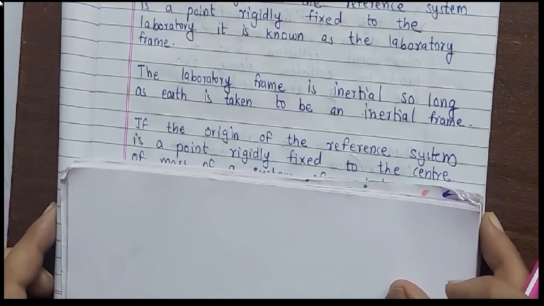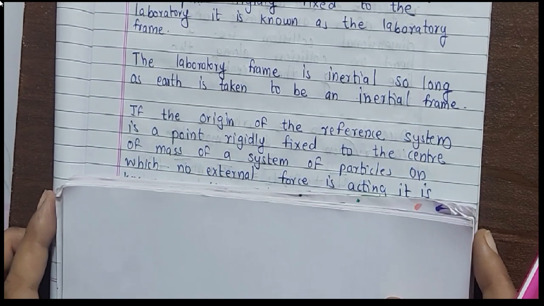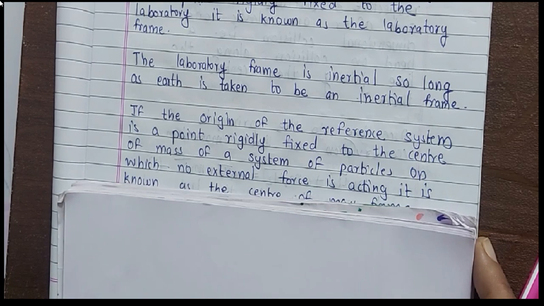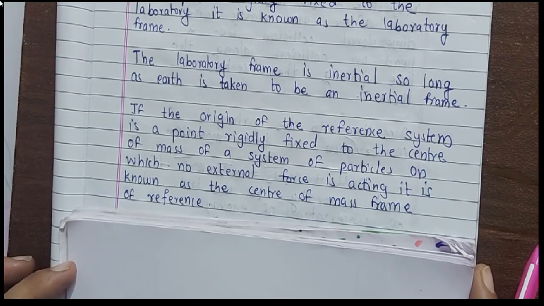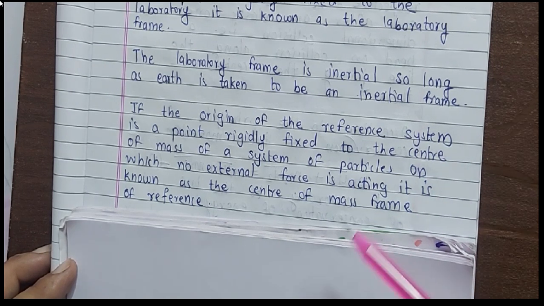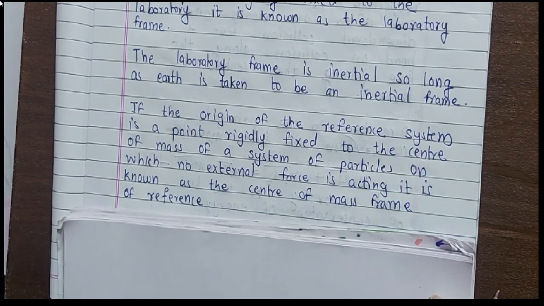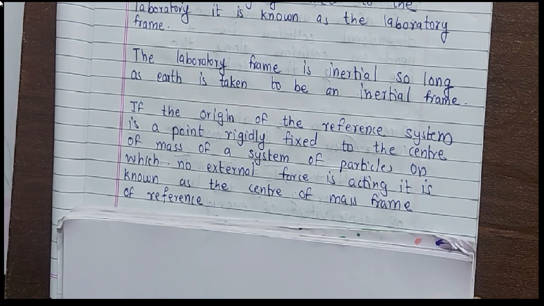And if the origin of the reference system is a point rigidly fixed to the center of mass of a system of particles on which no external force is acting, it is known as the center of mass frame. So there are two frames. One is the laboratory frame and the second is the center of mass frame. For both, the derivations are entirely different. Exchange of energy is totally different. So we will see one by one.